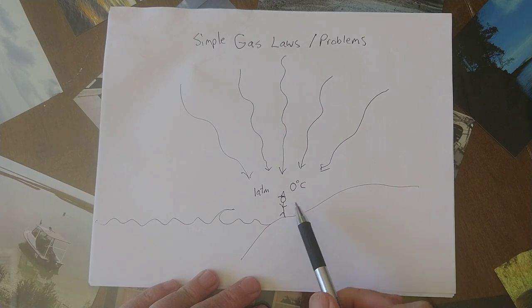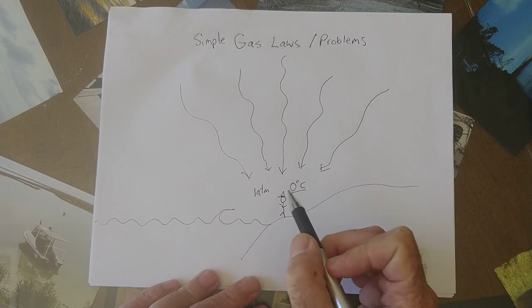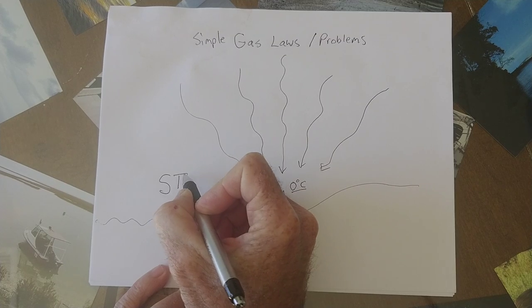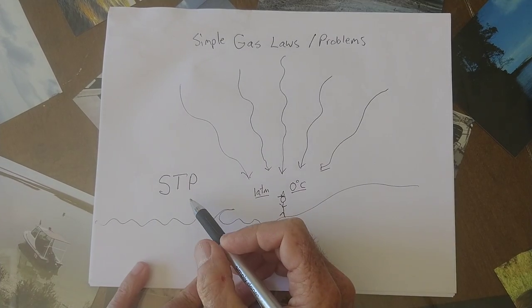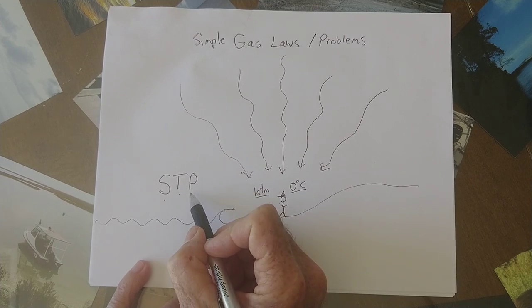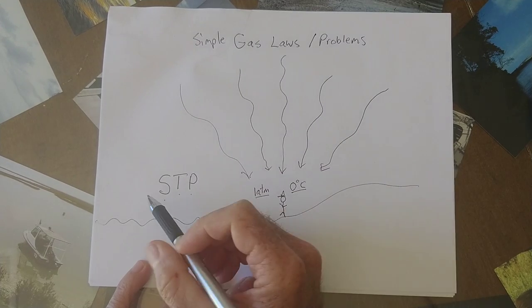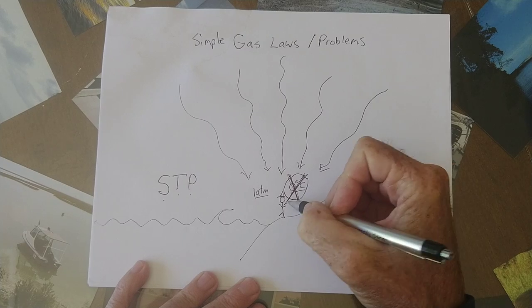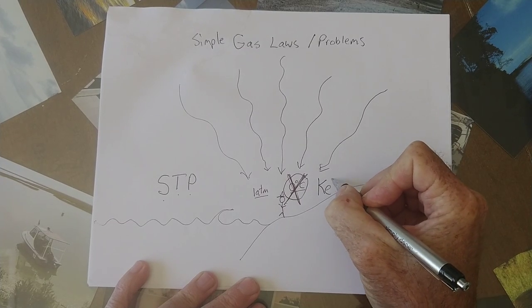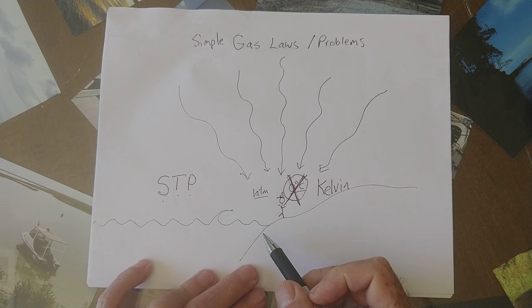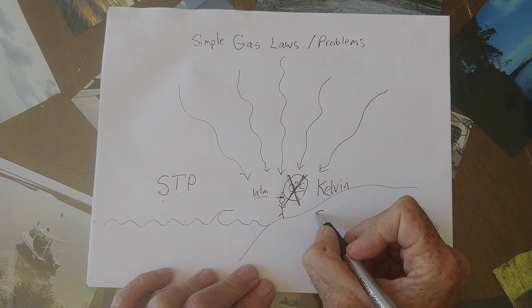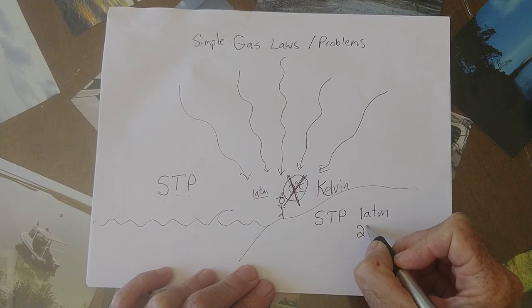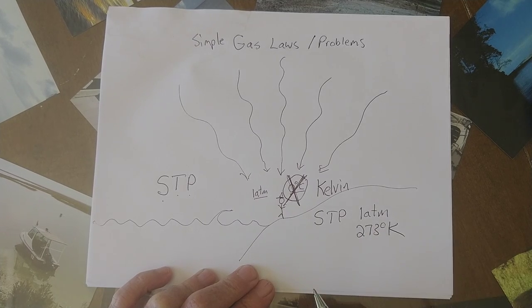So if you're at the beach, it's literally freezing cold outside, and you're at sea level, then you're at what we call STP. STP stands for standard temperature and pressure. When we talk about STP, we don't use Celsius. We use units called Kelvin. So STP is 1 atmosphere of pressure and 273 degrees Kelvin.